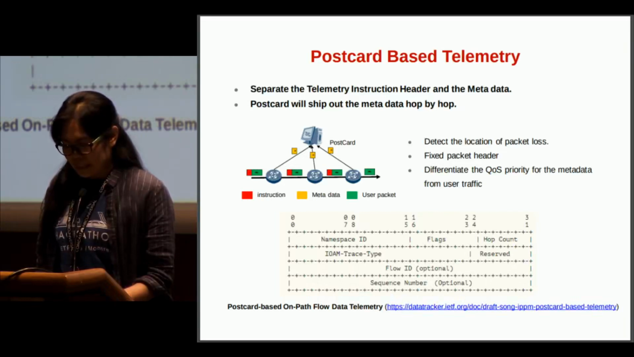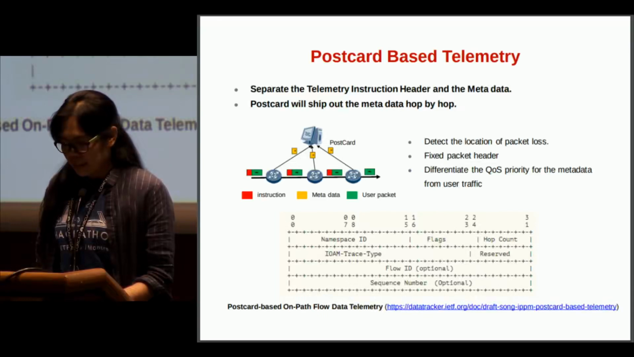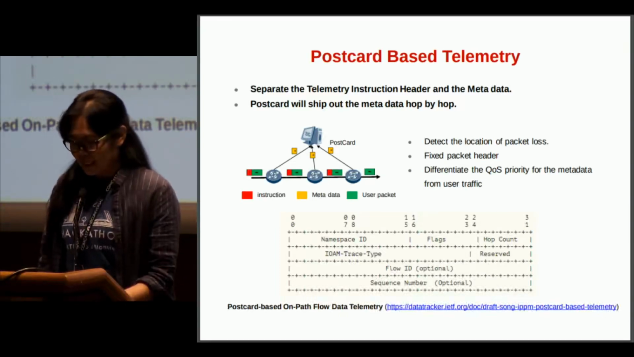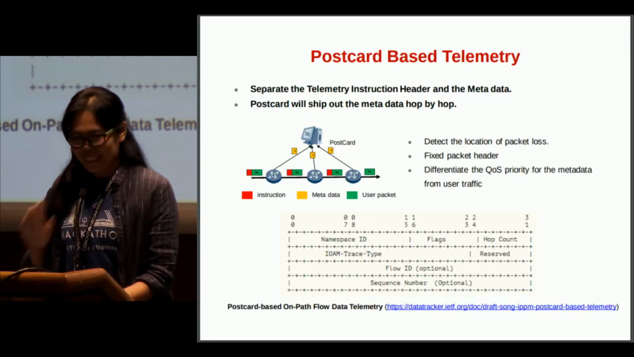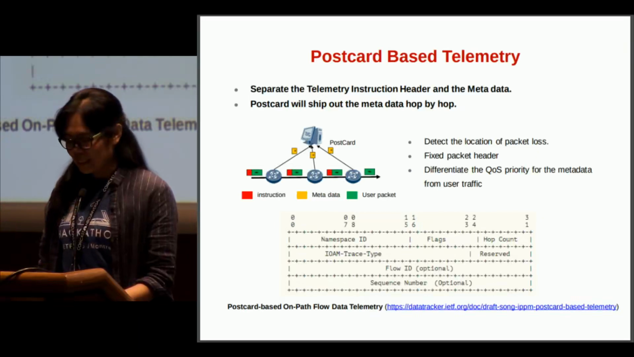Then I will tell why we introduced this new type, because we list 3 reasons. The first is that with this tracing type, we can detect the location of the packet loss, and then we can solve the encapsulation length issue with a fixed packet header. And the last one is to differentiate the queue's priority for the metadata from user traffic.